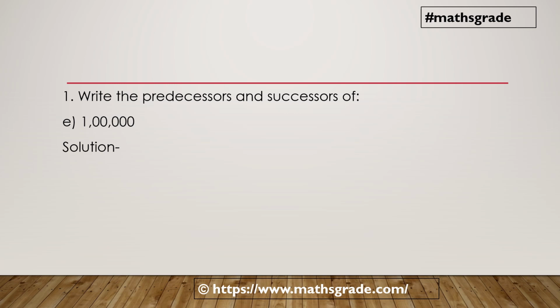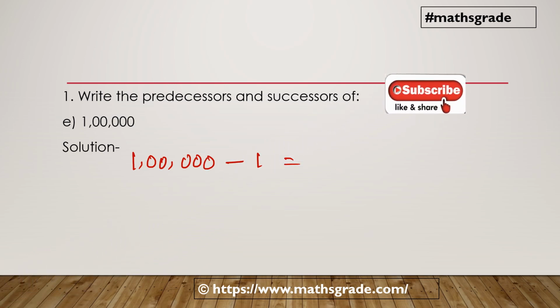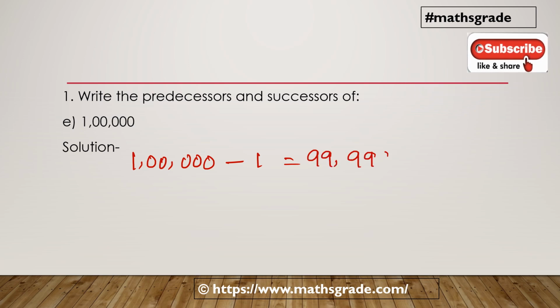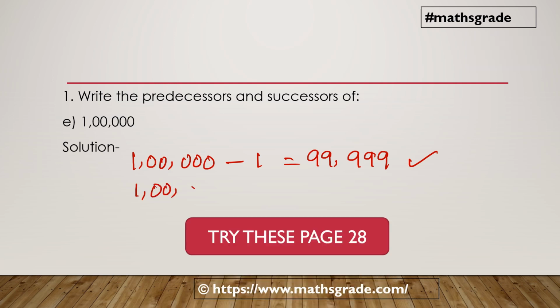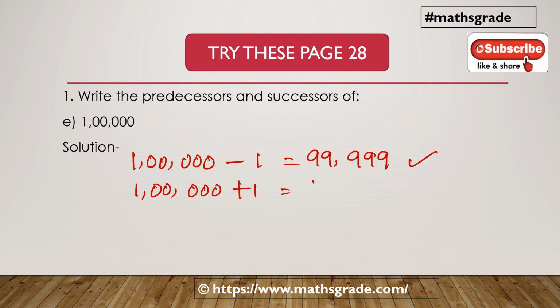Now question number fifth bit E 1 lakh. Predecessor of 1 lakh is, we have to subtract 1 from the number 1 lakh. So predecessor of 1 lakh is 1 lakh minus 1, and 1 lakh minus 1 is 99,999. And 99,999 is the predecessor of 1 lakh. And successor of 1 lakh is, we have to add 1 with the number 1 lakh. 1 lakh plus 1 is 1 lakh 1. And 1 lakh 1 is the successor of 1 lakh.